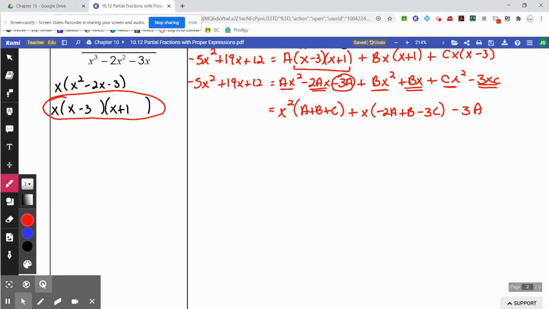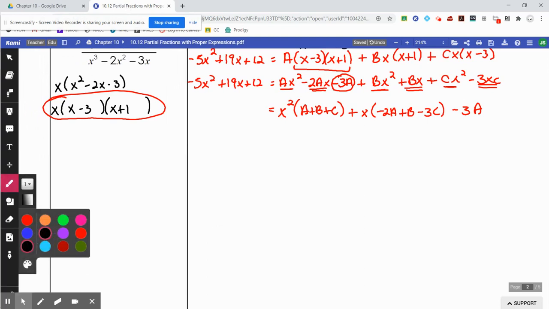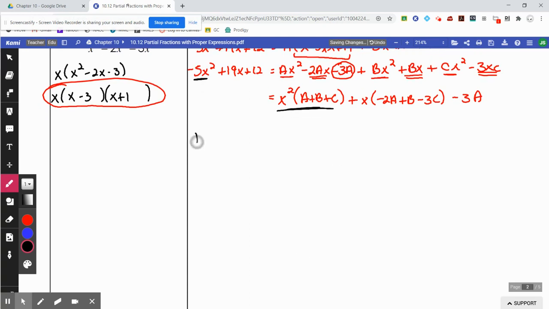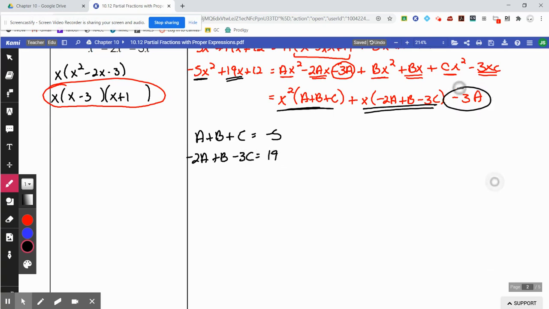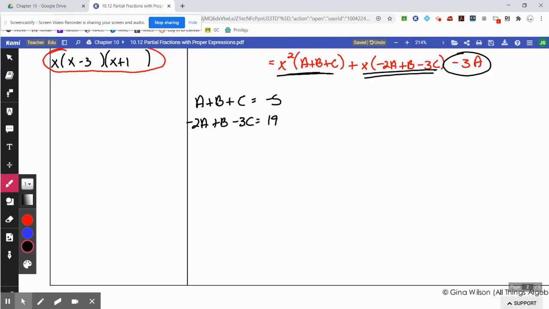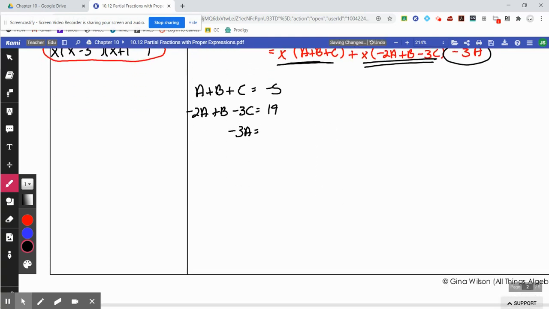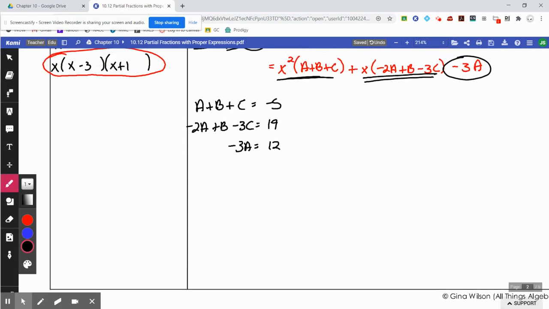So next up, we simply set our corresponding pieces equal to each other. Here's our x squared term. Here's our x squared term. So therefore, that tells me that a plus b plus c has to be negative 5. Our x terms are here and here, which tells me negative 2a plus b minus 3c has to equal 19. And our constant terms here and here tells me that negative 3a has to equal 12. Which goes ahead and shows you what a is equal to.